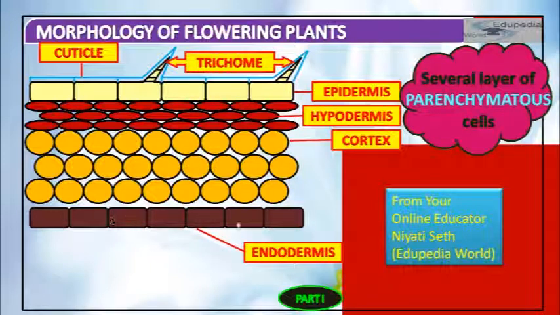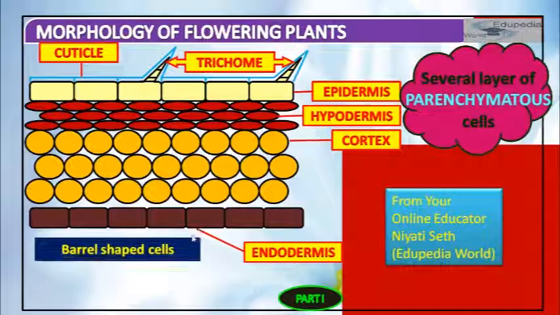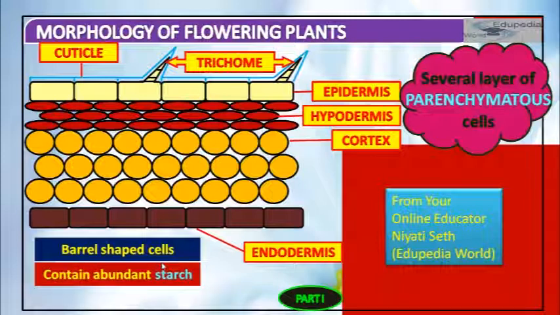Now comes endodermis. Endodermis is the innermost layer of cortex, which is represented by compactly arranged barrel-shaped cells without any intercellular spaces. Can you see the intercellular spaces present between the cells of the endodermis? No, students. There is no intercellular space, and they are very compactly arranged barrel-shaped cells. The endodermis is wavy in appearance.